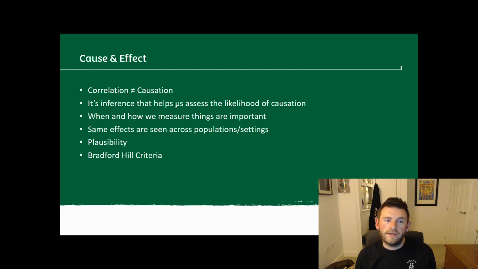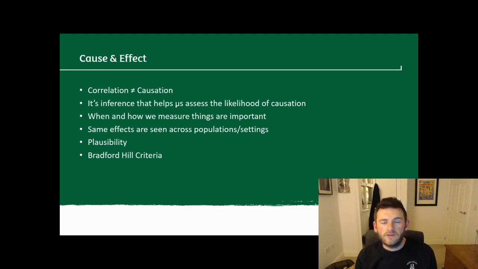So when we run correlations, particularly with a lot of data, it's very difficult to say that we can feel confident about a cause or effect going on. It's the inference that helps us assess the likelihood of that causation. So it's our understanding of the biology, our understanding of people's health, our understanding of how we collect the data, whether, for example, inflammation is a cause of people having diabetes for longer, or whether people having diabetes for longer is likely to lead to changes in inflammation.